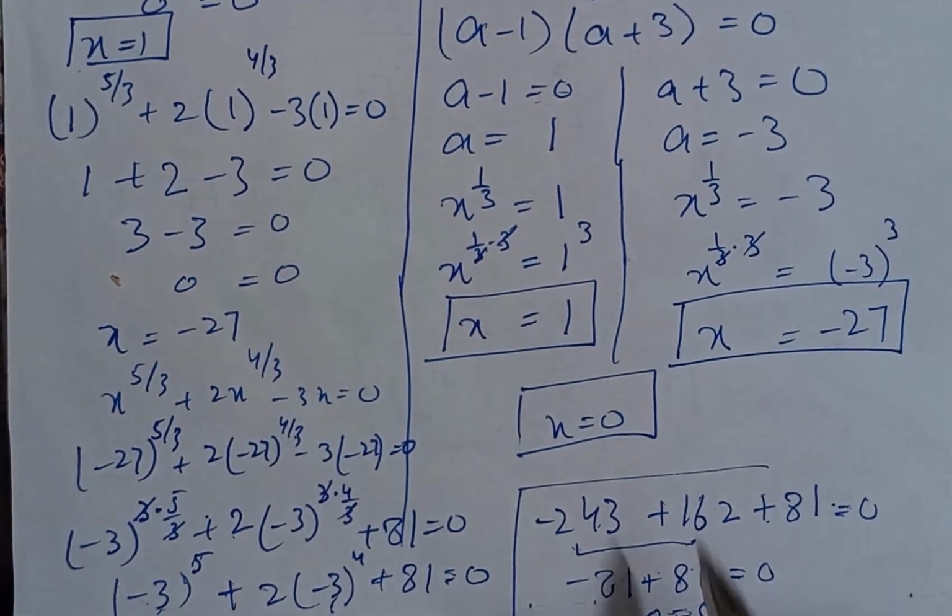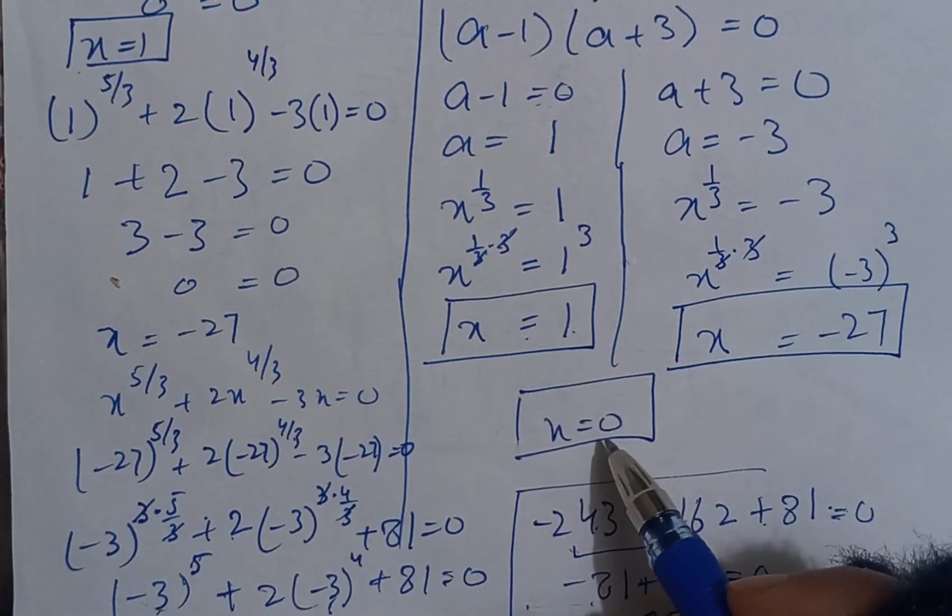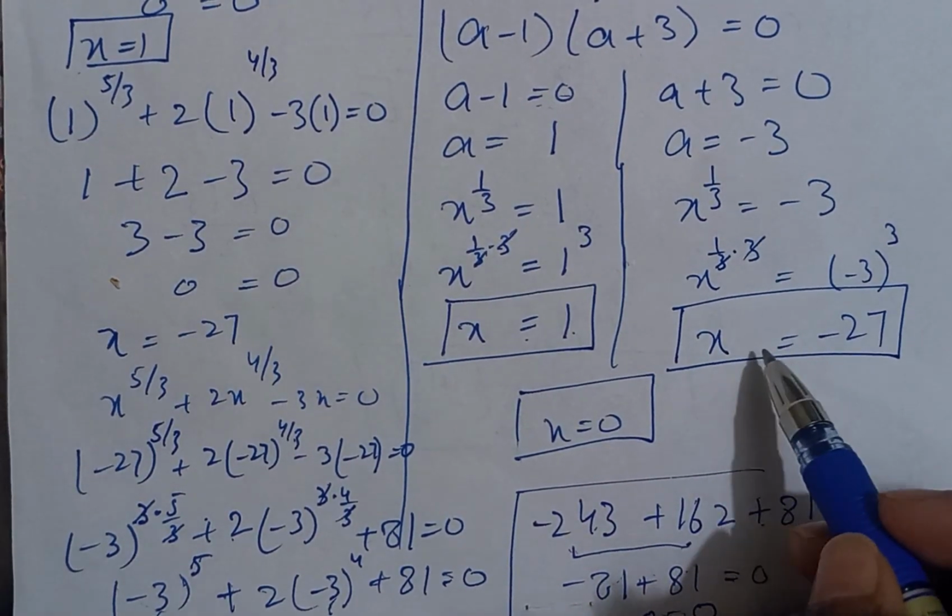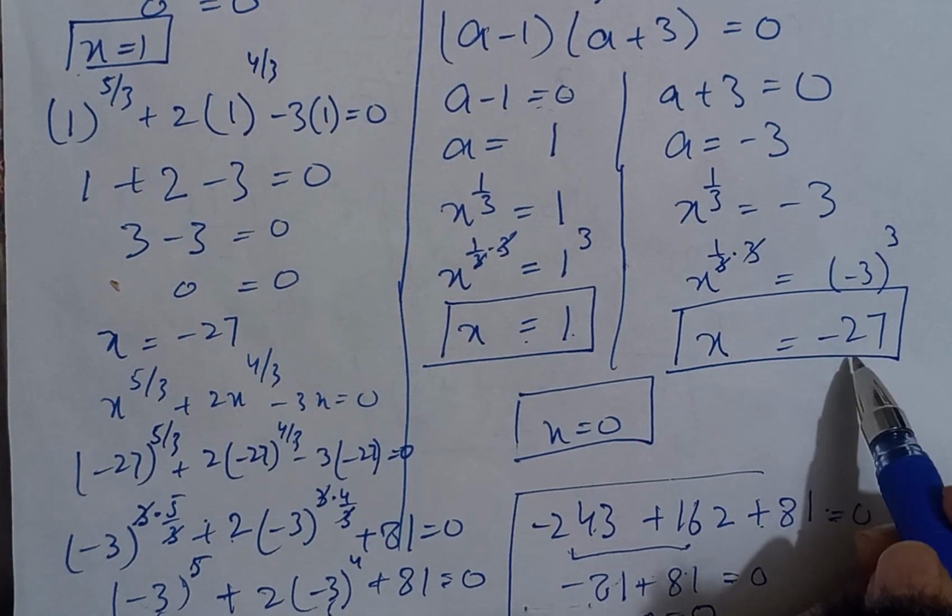So in our question the value of x is 1 and the other value is 0, and the third value of x that satisfies our question is minus 27.